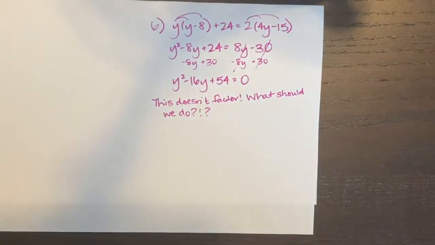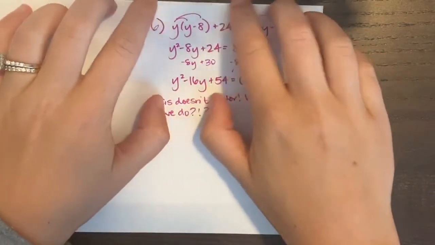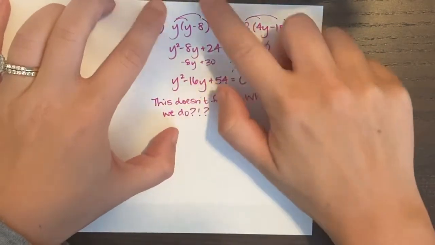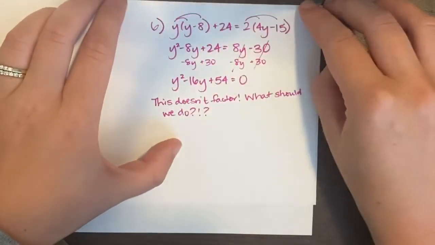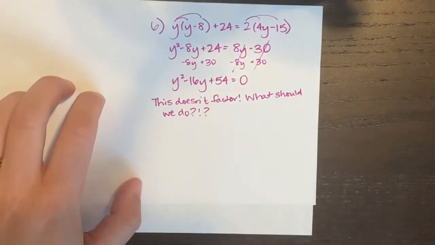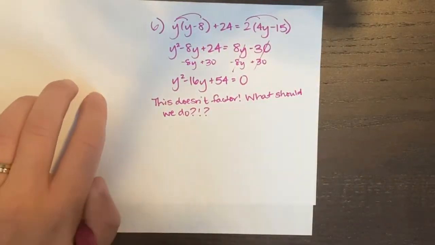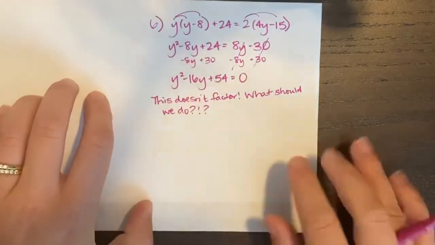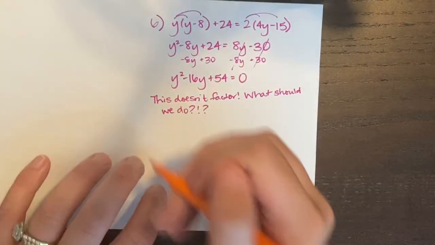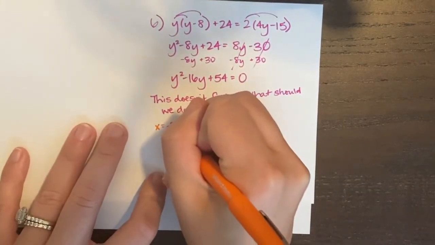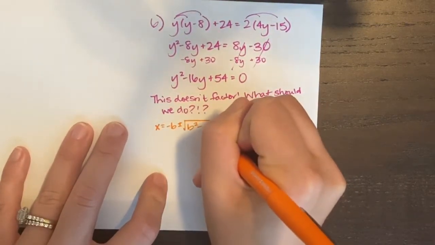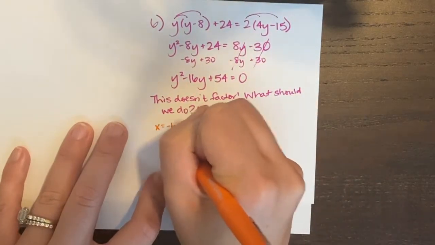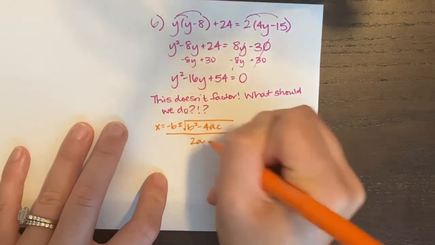Okay, so we ran into a little bit of an issue trying to factor this one, because it turns out that there aren't any numbers that multiply to equal 54 and add to equal negative 16. So what we have to do instead is something called the quadratic formula, and that works every single time, even when our problems won't factor. So the quadratic formula looks like this. x equals the opposite of b plus or minus the square root of b squared minus 4ac all over 2a.